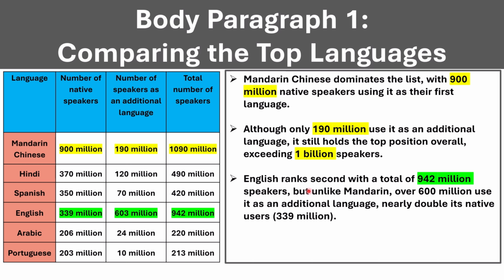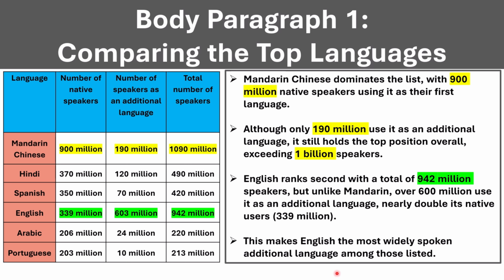English ranks second with a total of 942 million speakers, but unlike Mandarin, over 600 million use it as an additional language, nearly double its native users. This sentence uses a comparison, nearly double, and highlights the significant contrast in how English is used globally.